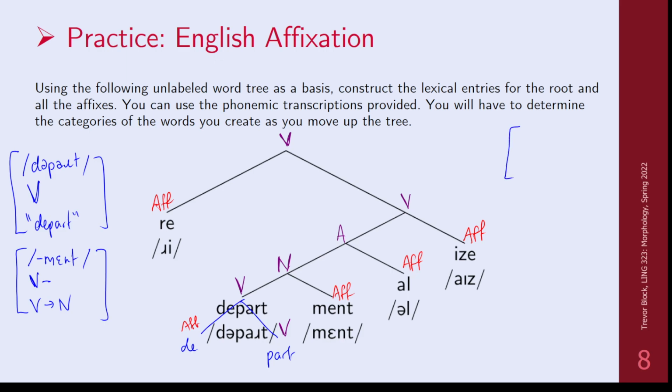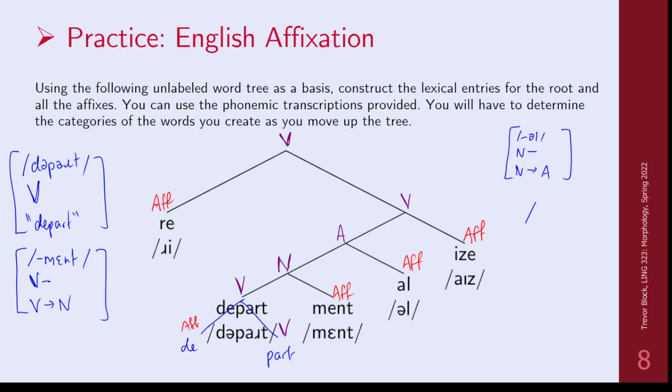Okay, we can do -al, departmental, so we have the -al morpheme. It attaches to the right side of nouns. And what does departmental mean? Like the -al in departmental. This might be difficult to give a meaning, so we can say it takes nouns and turns them into adjectives.